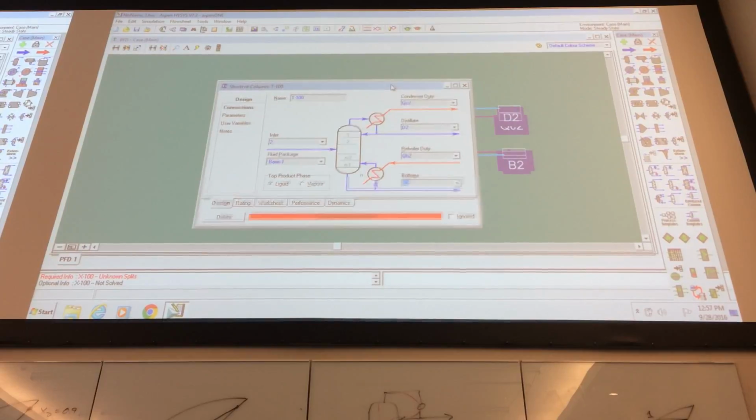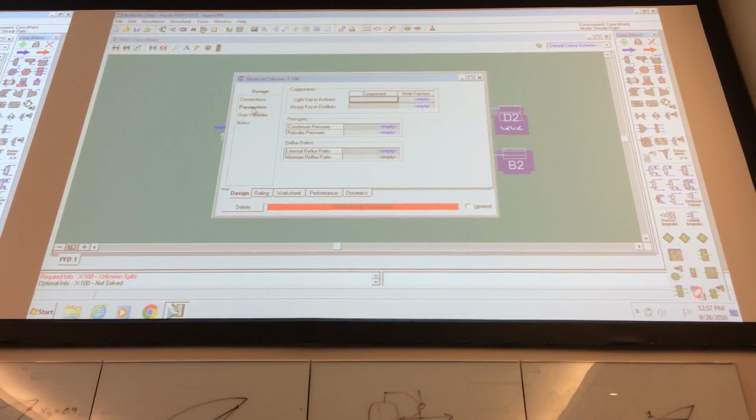Okay, so once we have that, parameters, right? So now you're only dealing with two components. So how would you actually decide what the light key and the heavy key are? You're gonna tell us? Nope. Are you engineers or are you not? How would you find out what the light key and the heavy key are relative to each other? Right, exactly. Just look up the boiling point. It's that simple. Think for yourselves, guys. Real world is really close.